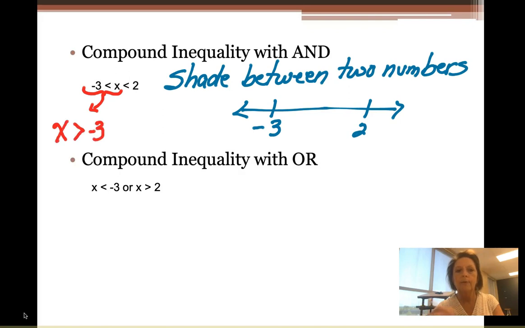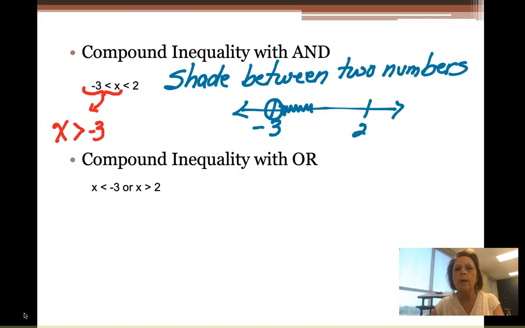We're going to rewrite this with our x on the left side. So I'm going to turn the whole thing over. I'm going to put the x on the left, the -3 on the right. Now the inequality was eating the x in the original inequality, so it still has to eat the x. So that's why it is x is greater than -3. So that is going to be an open circle shaded to the right.